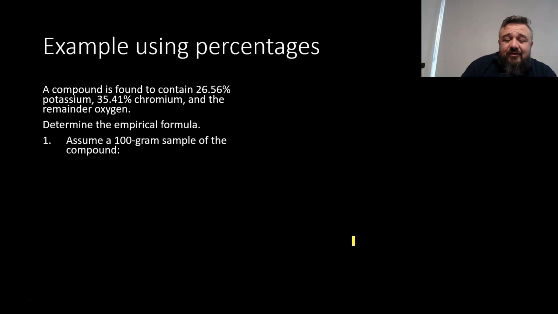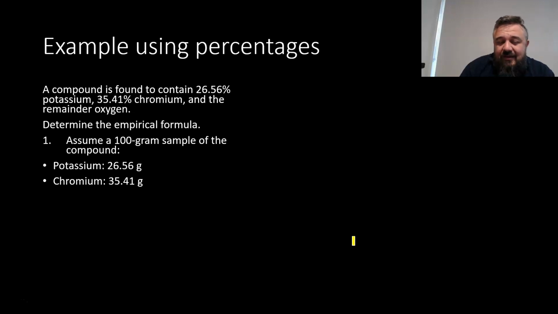And the first step we have to do is turn it into grams. So the good thing about a percentage is it always equals 100, right? So you just turn it into a 100-gram sample. So potassium, 26.56% of a 100-gram sample is 26.56 grams. Same again, gives us 35.41 grams of chromium. And then if we add these together and subtract them from 100, that will give us 38.03 grams of oxygen.